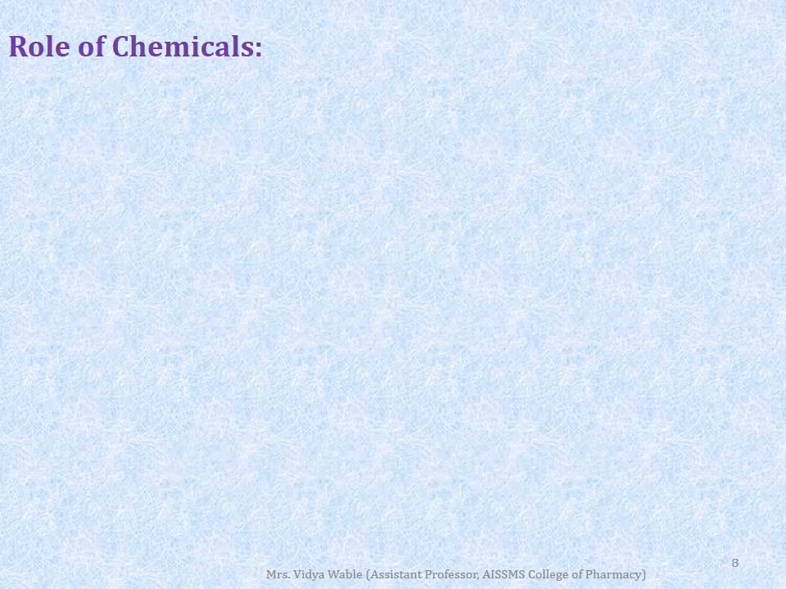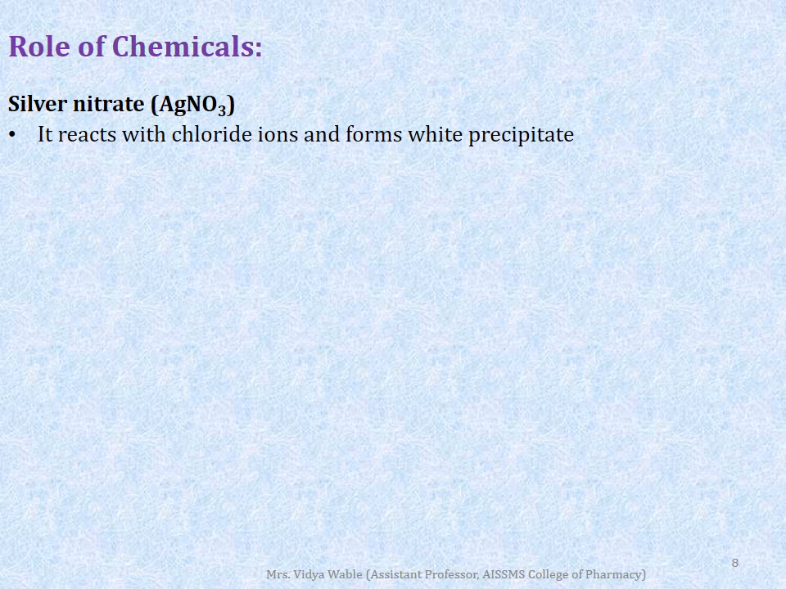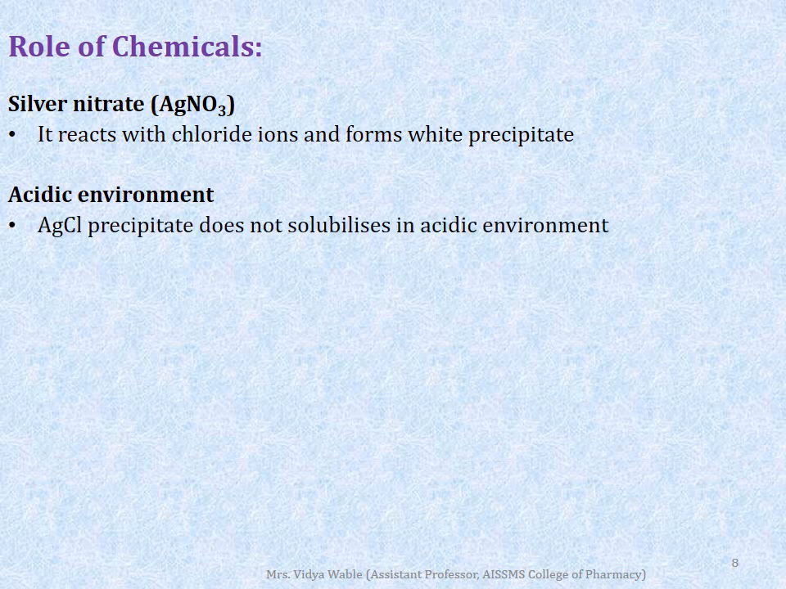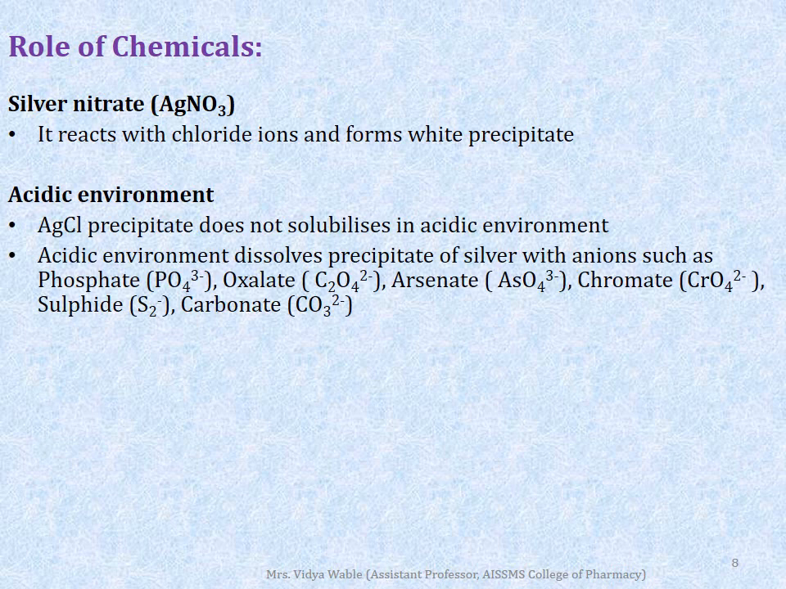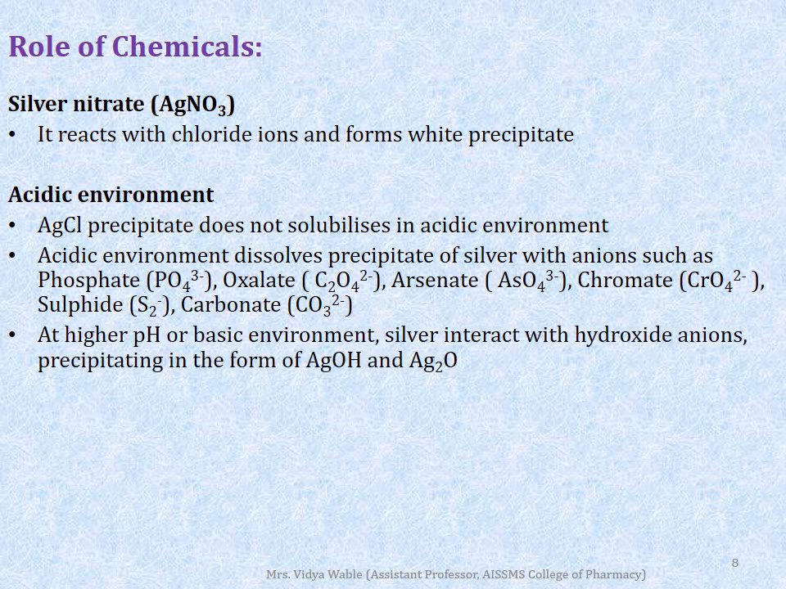Now, as we are using different chemicals for this limit test, what is the role of these chemicals? First, the role of silver nitrate. Silver nitrate reacts with chloride ion and forms a white precipitate. Next, the requirement to perform this test is an acidic environment. We require an acidic environment because the AgCl precipitate does not dissolve in acidic environment, so we require our test environment to be acidic in nature.